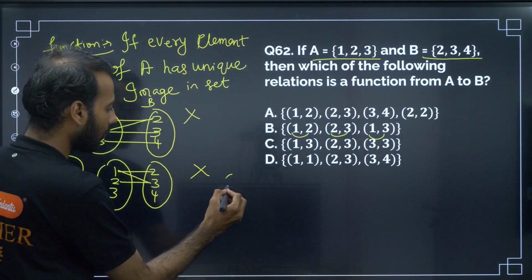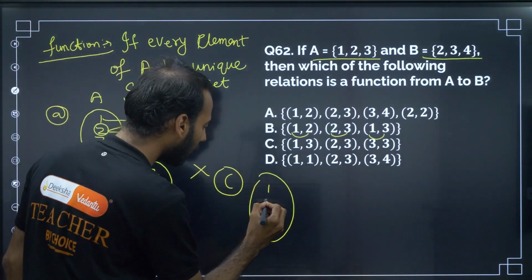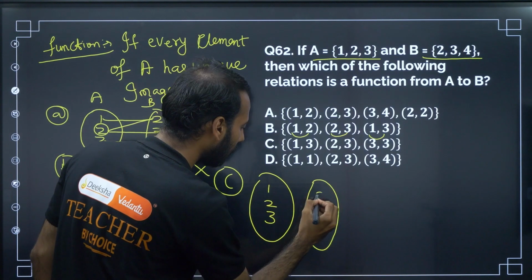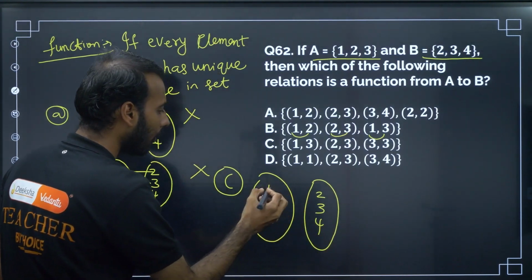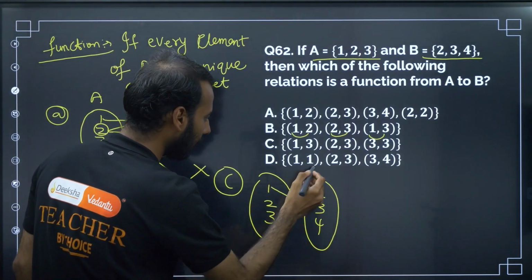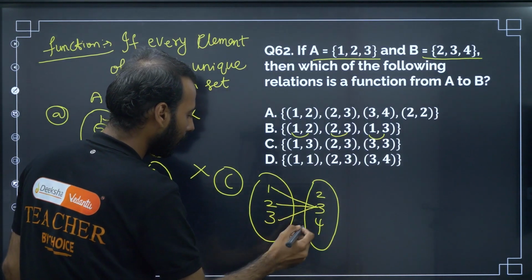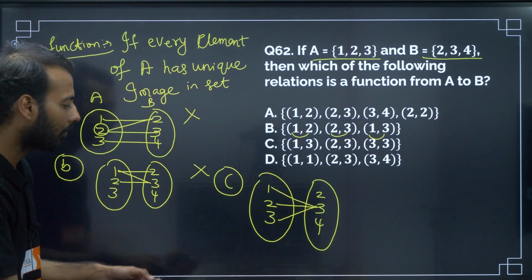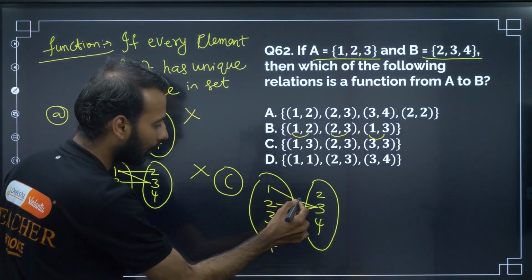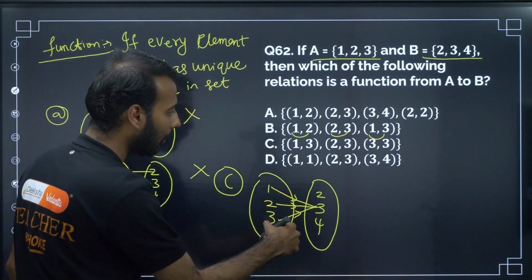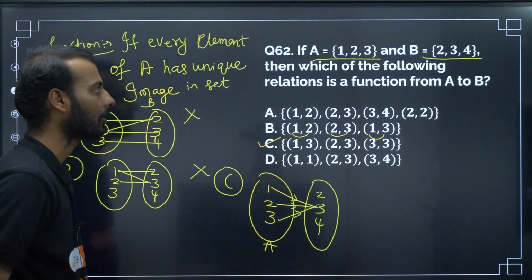Next, moving to the next option, C option. 1, 2, 3 and 2, 3, 4. For 1, it is 3. For 2, it is 3. For 3, it is again 3. Now if I observe, every element of set A has a unique image. Since every element of set A has a unique image, C is a function.